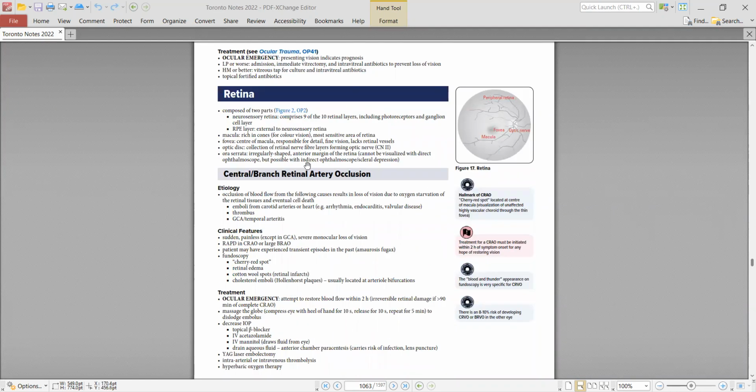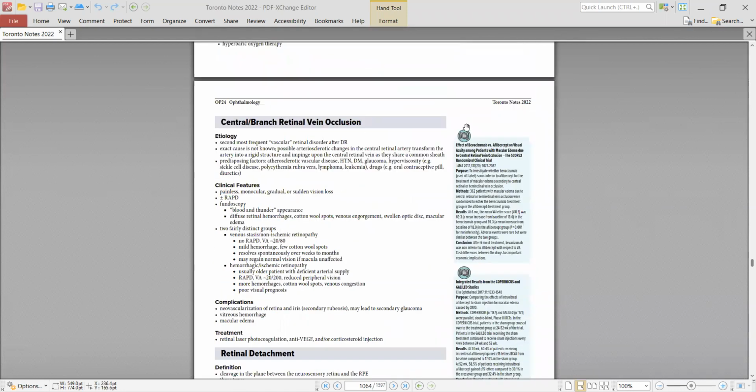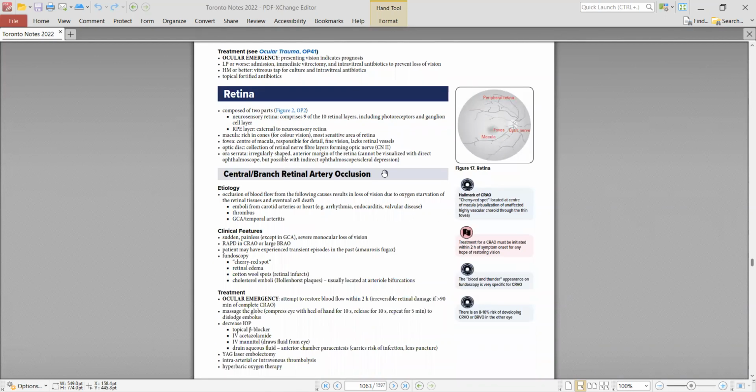So in the retina, CRAO. So this is important. CRAO is occlusion of the blood vessel. Any blood vessel will get occluded, and it will stop the blood flow to the retina. So it can be a big artery, or it can be a branch of the retinal artery.